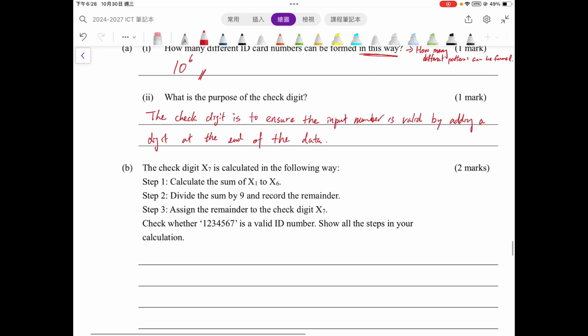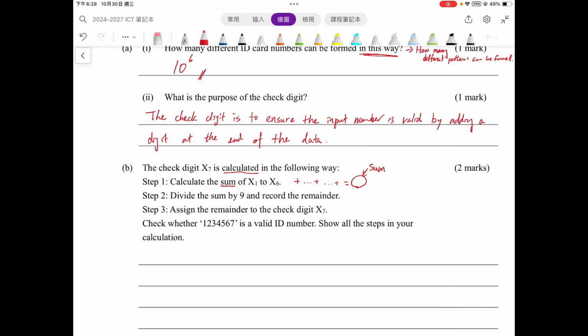Okay, so the next question will be B. It's quite a long question, but we can read through it one by one. The check digit X7 is calculated in the following way. You can see calculated because it is a check digit. Step 1, calculate the sum of X1 to X6. Sum means plus something, plus something, plus something. This is called the sum.